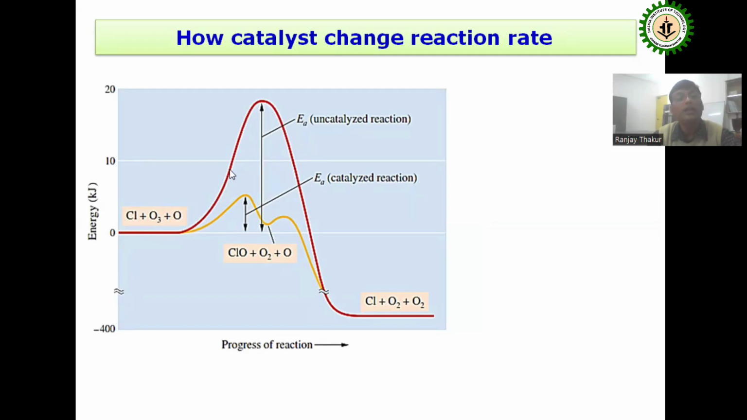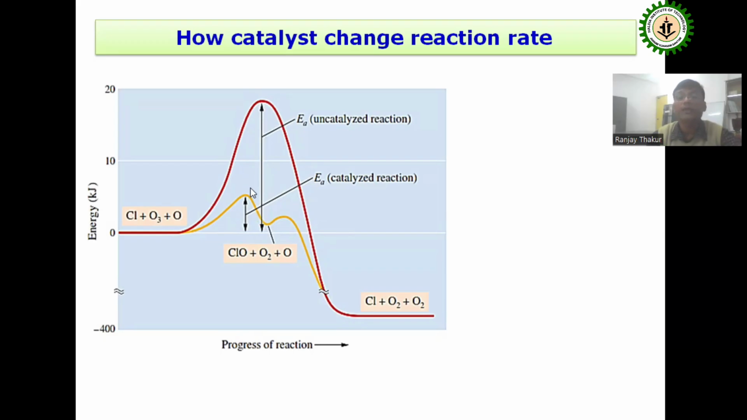This red line indicates the threshold they must reach, and the activation energy value is this one. This Ea is the activation energy of the uncatalyzed reaction, that is, in the absence of catalyst. If you see this one, their range is this. This is the height of the energy barrier, and this is the amount of energy consumed for completion of the reaction. So this is the activation energy in the absence of catalyst.